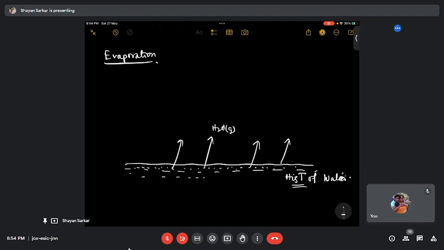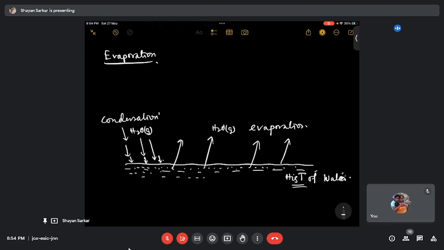Okay, and you can also observe during rainfall or when condensation is occurring, some of the water molecules, that is H2O gaseous materials, they are coming into the water surface, right? That is, they are changing from vapor state to liquid state. Okay, that is condensation.